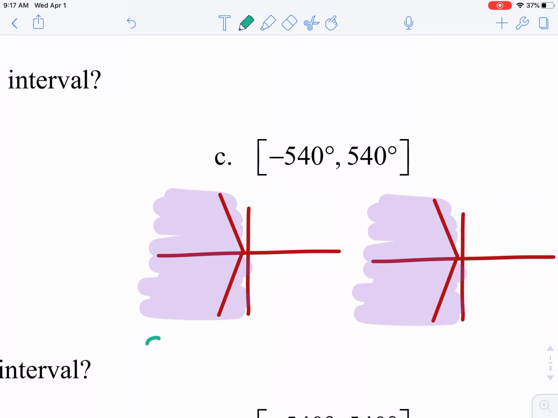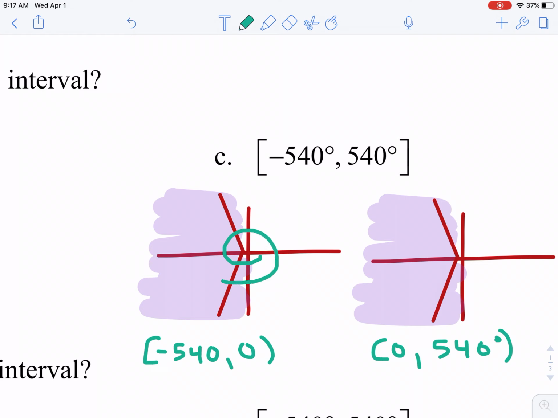I'm going to think about from negative 540 degrees to 0. And I'm also going to think about from 0 to 540 degrees. So I'm going to split this interval into two parts because it just makes it a little easier to draw. So if I'm going 0 and negative 540 degrees, negative 540 degrees would look like this. We'd go 360 degrees, and then we'd go 180 more.